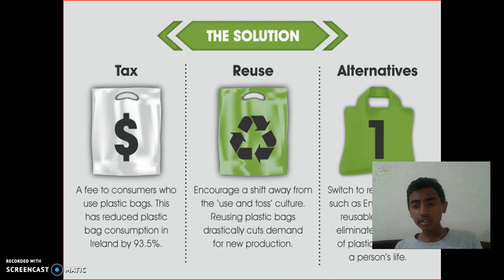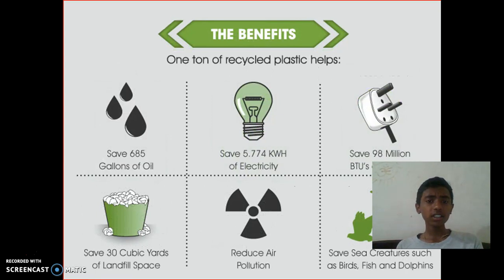Alternatives. Switch to reusable bags. Each reusable bag can replace thousands of plastic bags over a person's life. The benefits: 1 ton of recycled plastic saves 685 gallons of oil, saves 5,774 kilowatt hours of electricity, saves 98 million BTUs of energy, saves 30 cubic yards of landfill space, reduces air pollution, and saves sea creatures such as birds, fish, and dolphins.